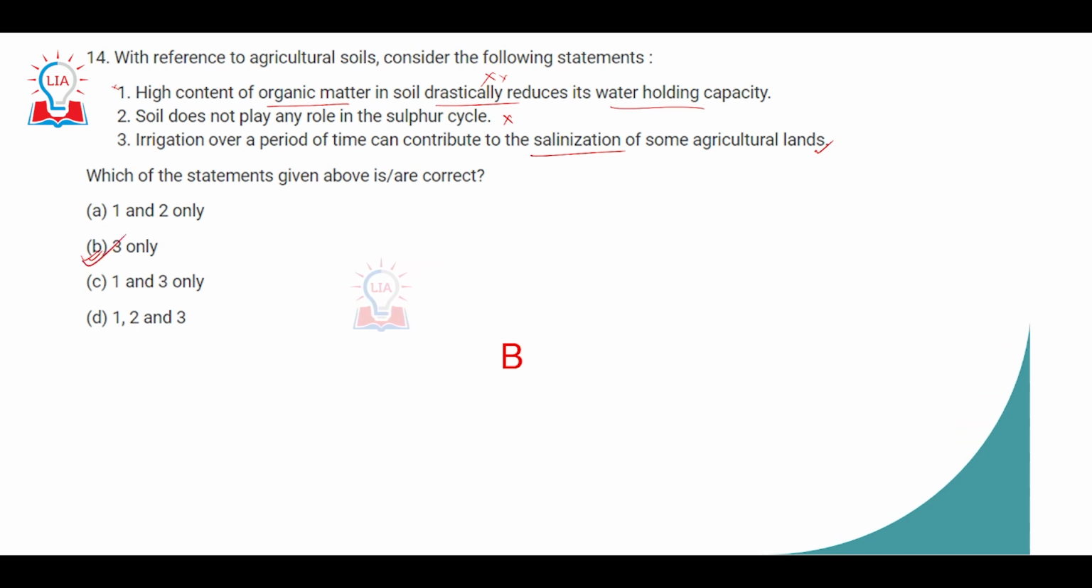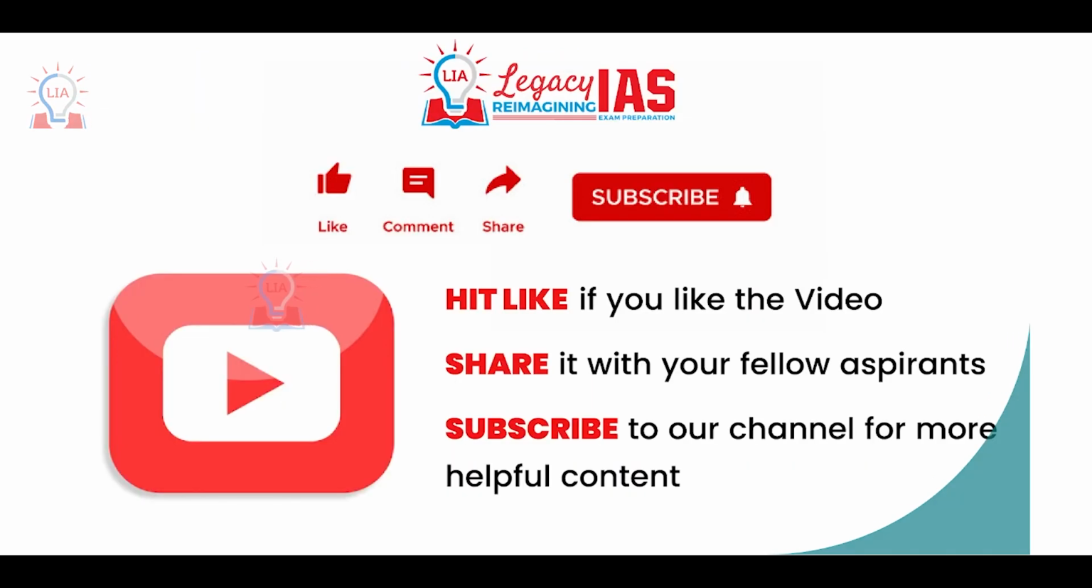So only the third statement is correct. So the correct option is B, 3 only. So that is all about the question that was asked from geography in the year 2018.